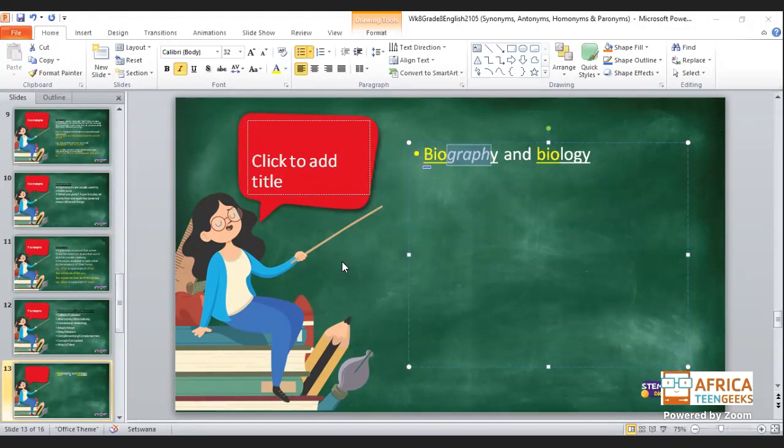Okay, so let me use this example from Fever Gift, right? Fever Gift has said politics and political. So we know what is politics? Politics is a noun, okay? So if I'm talking about something which has to do with politics, then I have to add the adjective form of the noun politics. So what is that adjective form? It will be the word political, right?